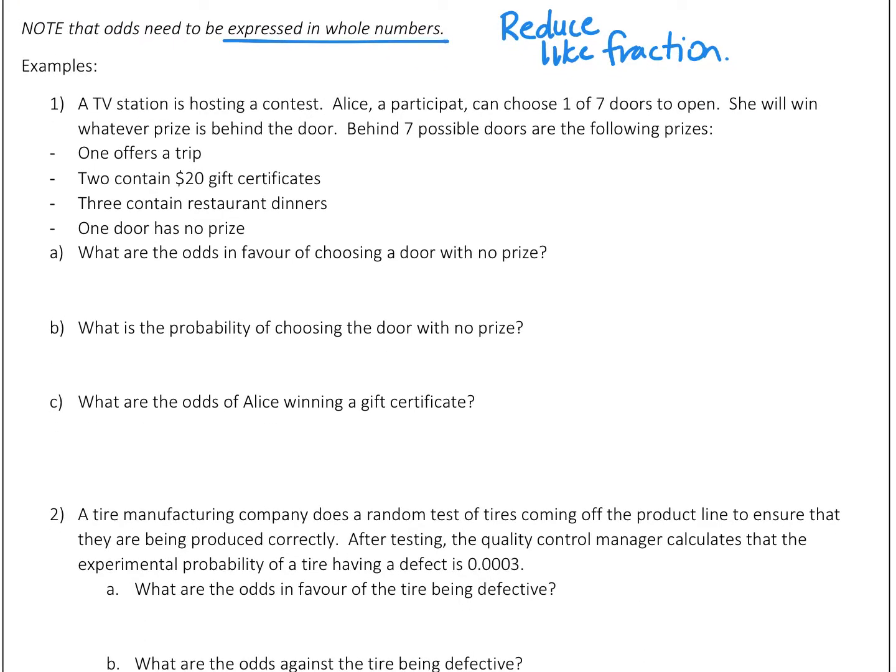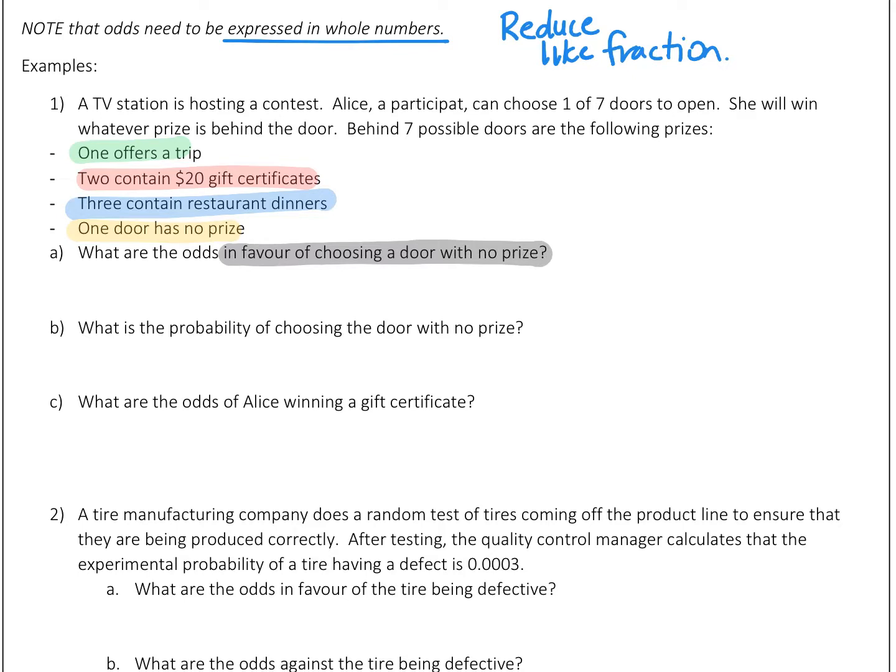A TV station is hosting a contest. Alice, a participant, can choose one of 7 doors to open, and she's going to win whatever prize is behind the door. These are the prizes. One of the doors offers a trip. 2 of them contain gift certificates. 3 contain restaurant dinners. And 1 has no door prize at all. So what are the odds in favor of choosing a door with no prize?